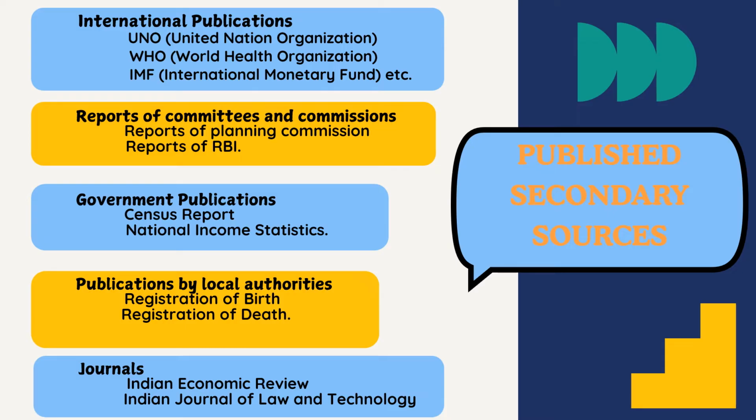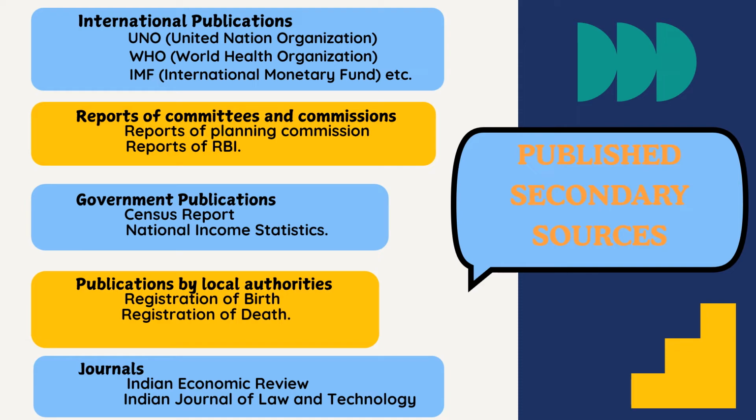Second one, that is reports of committees and commissions. Different reports are presented by different committees and commissions, and those are also published. You can take data from there also. Some of them can be reports of the Planning Commission or the Niti Aayog right now in India, and the report of RBI, and many other reports you can get online.